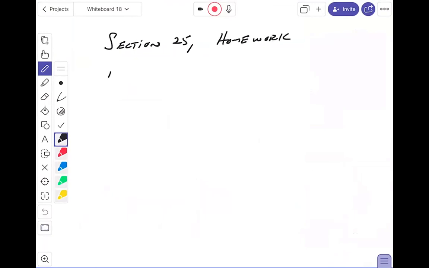All right, problem number 1. It says solve by completing the square. So I'll write the problem down. It's x squared plus 8x minus 9 equals 0. So we're trying to learn completing the square. What we're going to do first is isolate that constant by adding 9 to both sides.